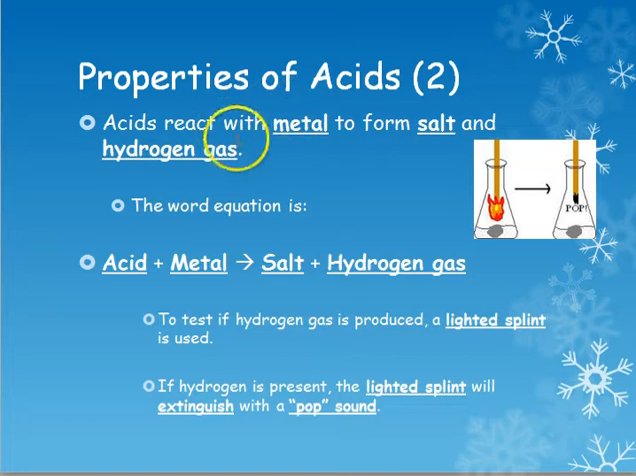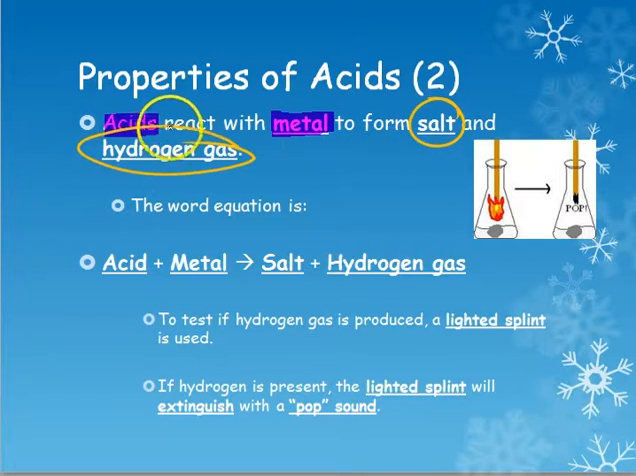So the first reaction of acid: acid plus metal gives you salt and hydrogen gas. So the first reaction is acid plus metal gives you salt and hydrogen gas. Now, this reaction gives off hydrogen gas. How do we test for this hydrogen gas here?